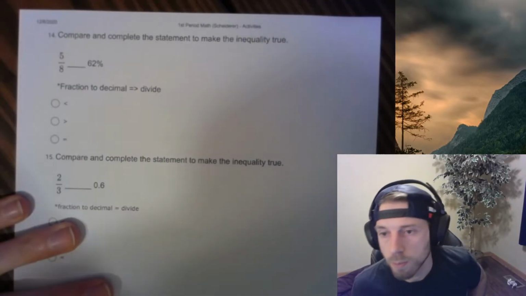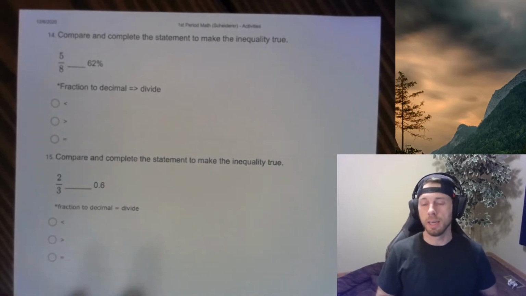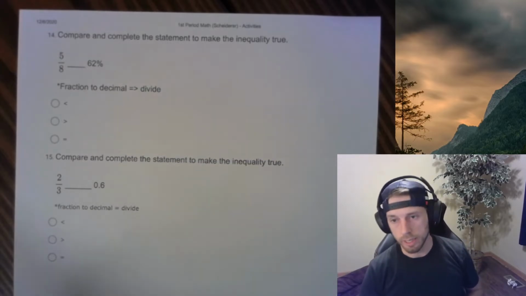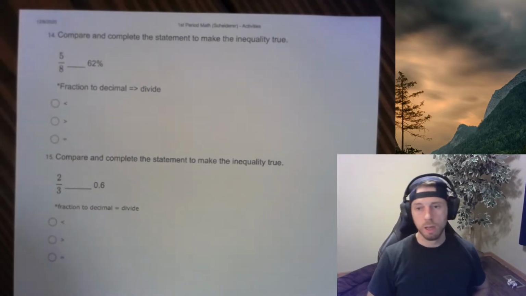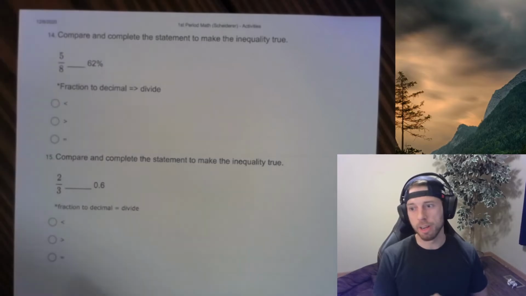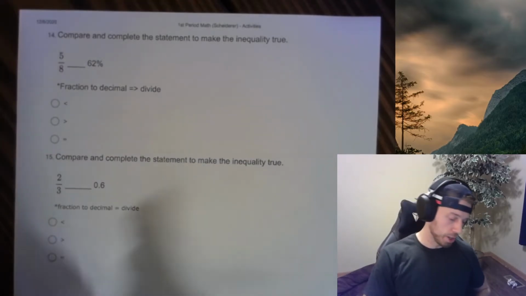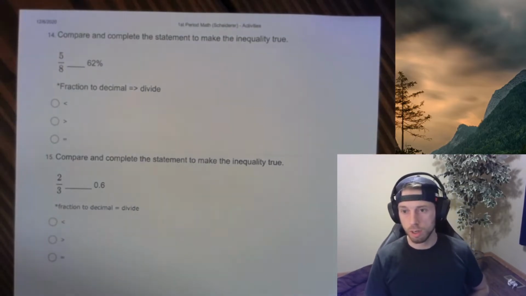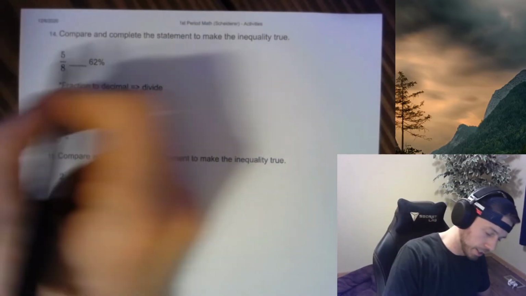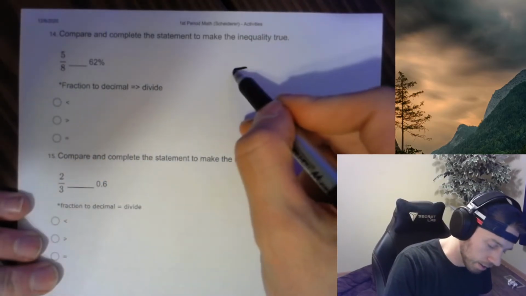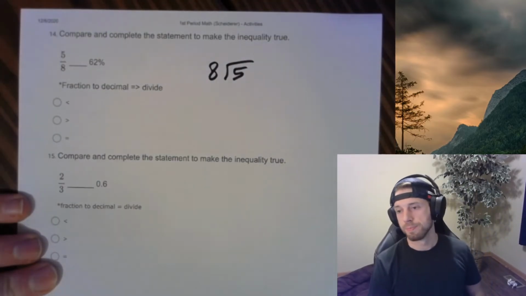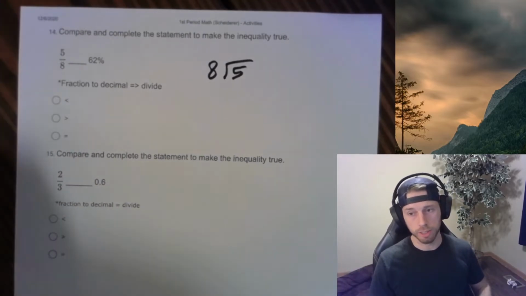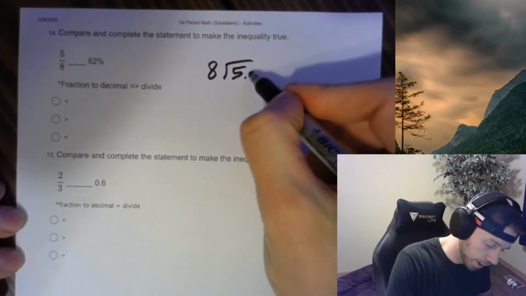Number 14. Compare and complete the statement to make the inequality true. 5/8 is less than, greater than, or equal to 62%. Again, comparing using fractions is not a good idea. I'm going to go ahead and turn this into a percentage in order to compare these two. It's going to be a little bit easier. So I'm going to take 5/8 and immediately just divide it. I'm just going to do 5 divided by 8. That's how I always start with fractions, just to get them to decimals, and then we'll go from there.